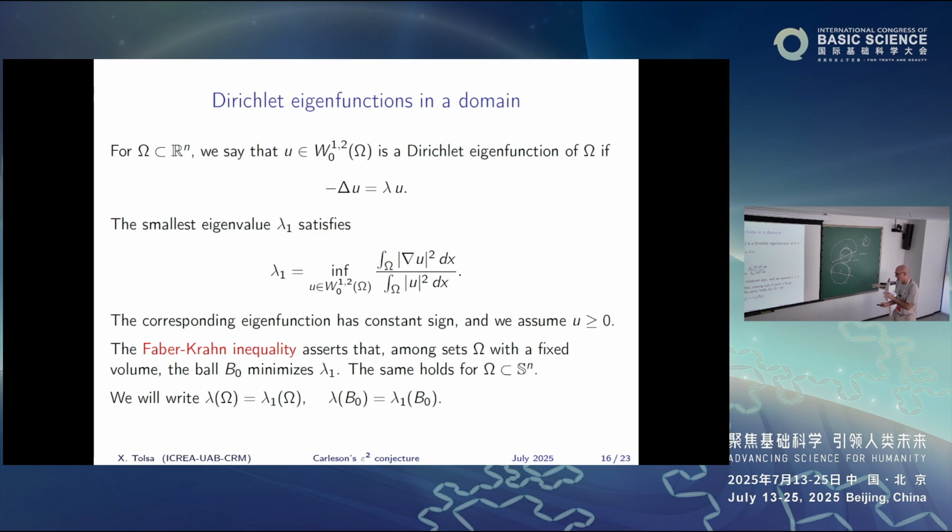So I repeat that among sets with the same volume, the ball is the one that minimizes the first eigenvalue. And the same happens in the sphere, replacing this Laplacian by the spherical Laplacian, and then Euclidean balls by spherical balls.